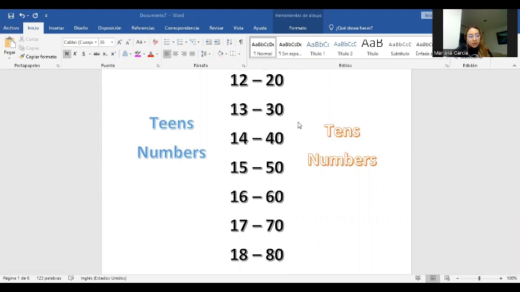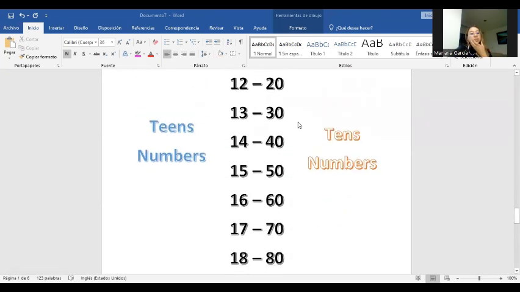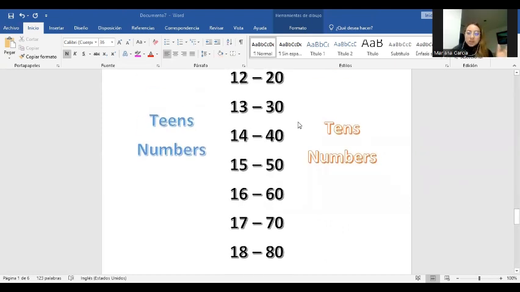The teen numbers are the numbers that come after 10: 11, 12, 13, 14, 15, 16, 17, 18, and 19. And the tens numbers are jumping 10 to 10: 20, 30, 40, 50, 60, 70, 80, and 90. In this case, you have to understand that 13 is not the same as 30, and this is why the correct pronunciation is important.